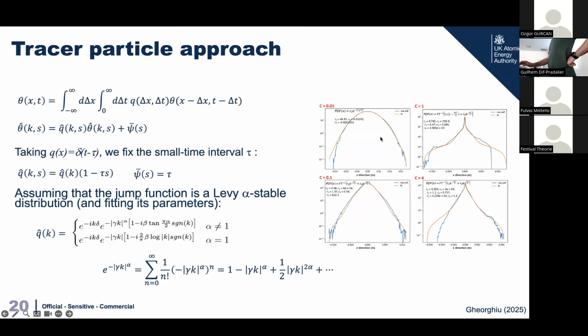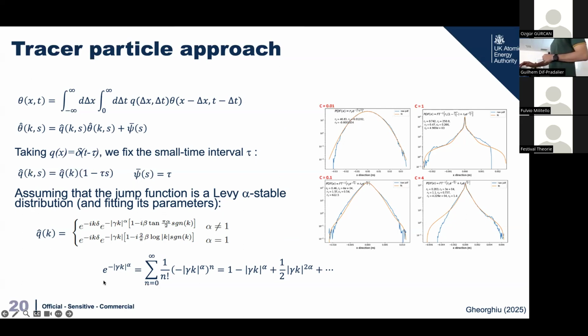And as we increase the C parameter that was discussed the other day in a talk, we go from a case in which we do not have zonal flows to a case where we have zonal flows, and the distribution of the jump function changes quite significantly. And we end up having much heavier tails.